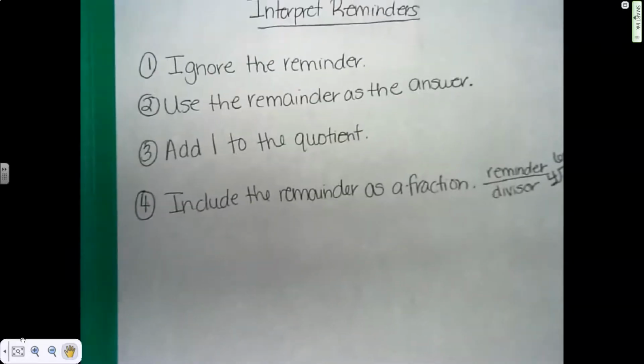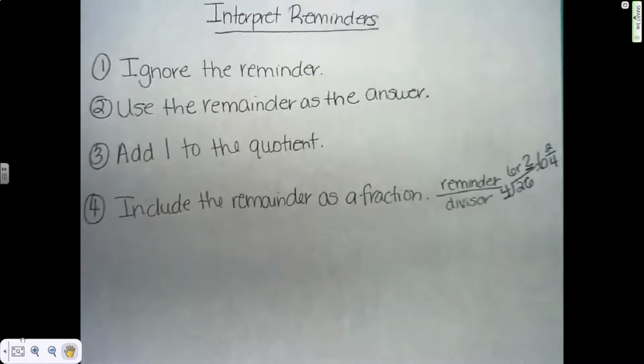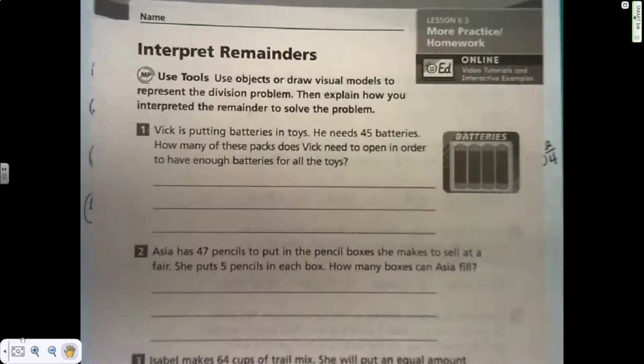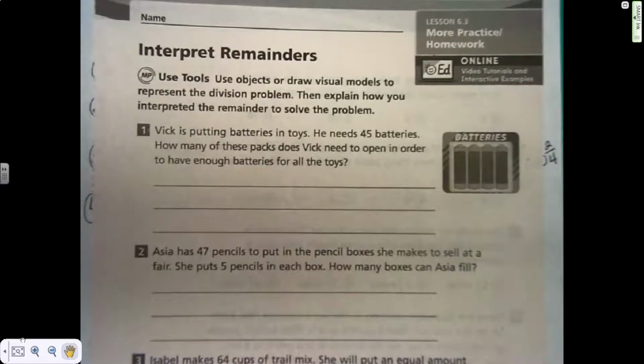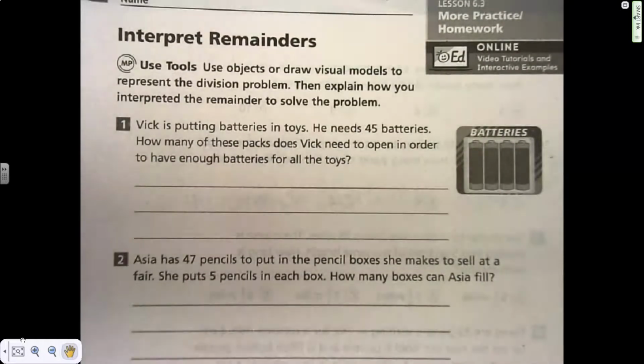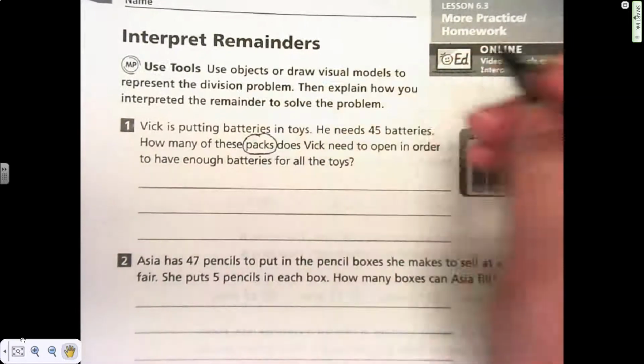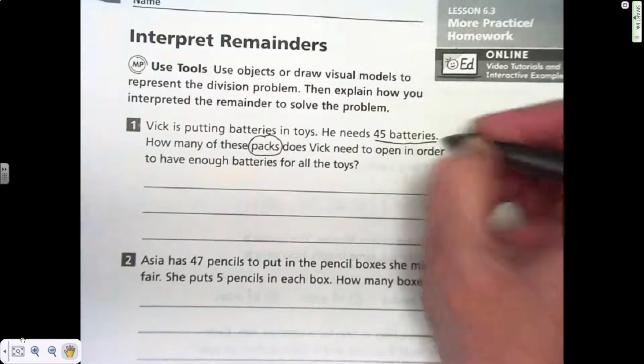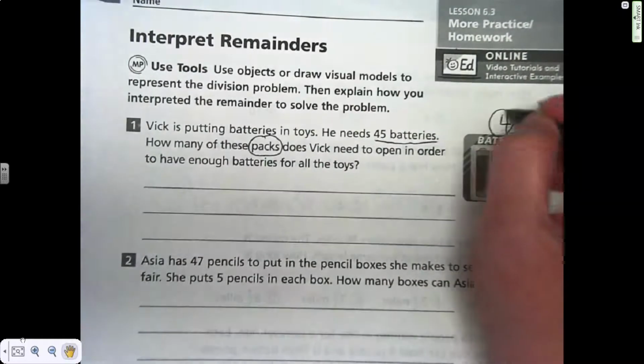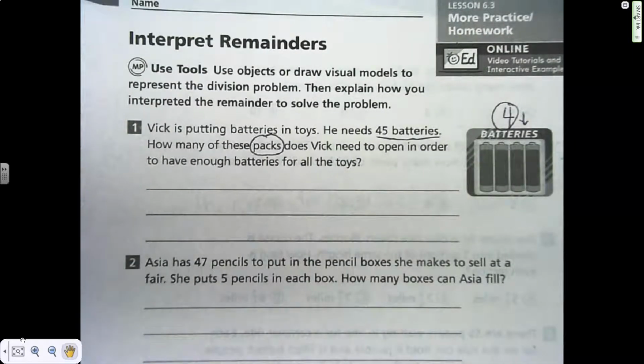So those are the 4 things that we can do with a remainder when we get a division answer and we're trying to solve word problems. So let's look at a few problems. Our first problem says Vic is putting batteries into toys. He needs 45 batteries. How many of these packs does Vic need to open in order to have enough batteries for all his toys? So my question is, how many packs do I need to open? And I know that I need 45 batteries, but I have to buy them in groups of 4. That's what my picture shows me.